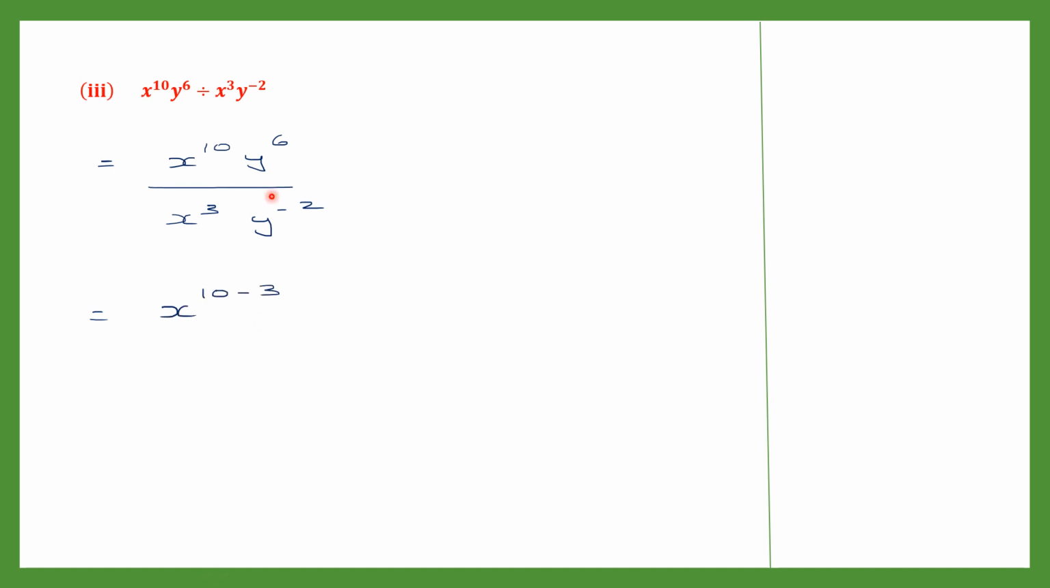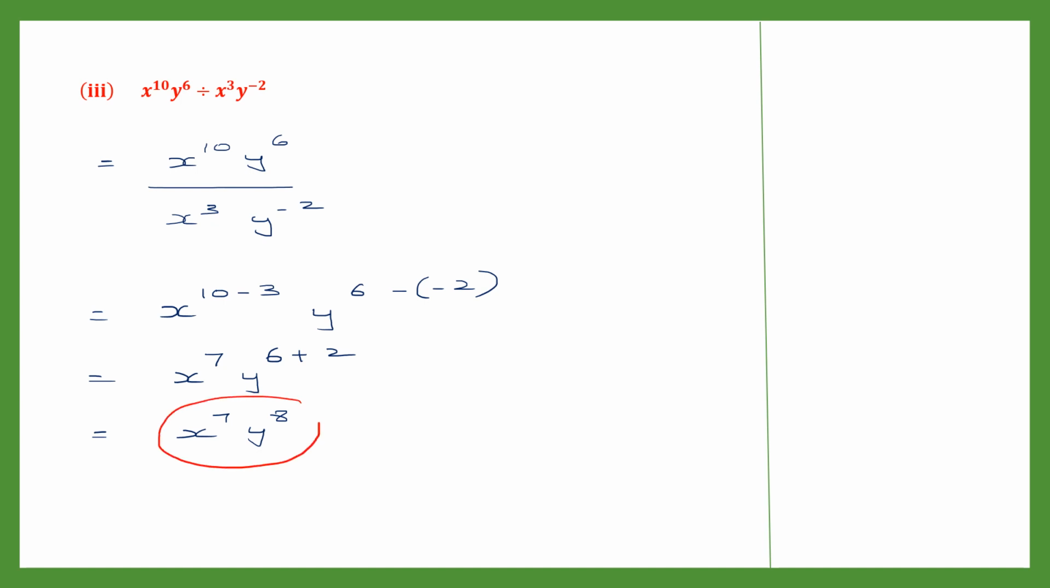Now look at y. Here also the base is the same. So we can subtract the powers. So this will be y to the power of 6 minus 2. So this is x to the power of 10 minus 3 is 7 and y to the power of 6 plus 2. So this becomes x to the power of 7 and y to the power of 8, which is our final answer.